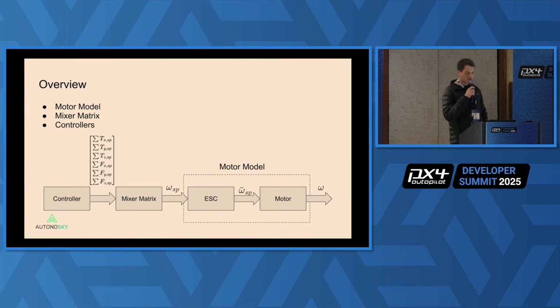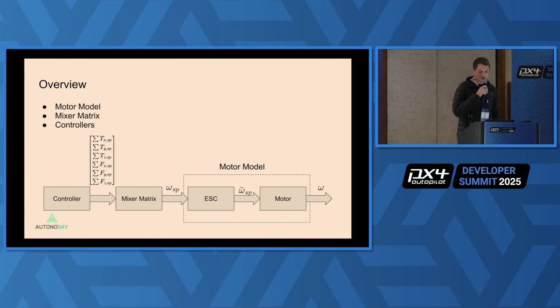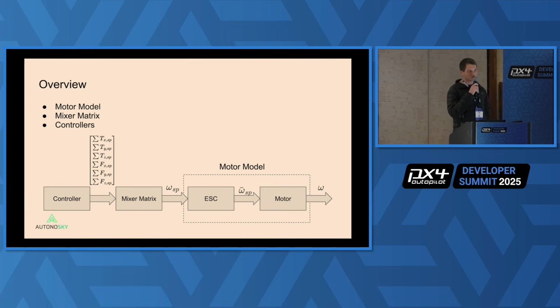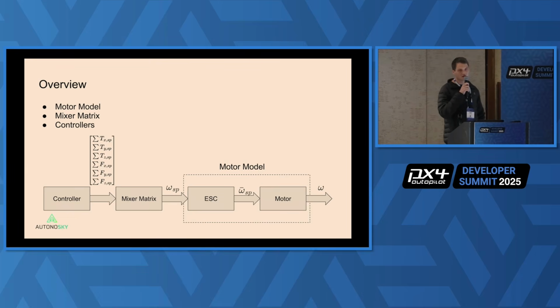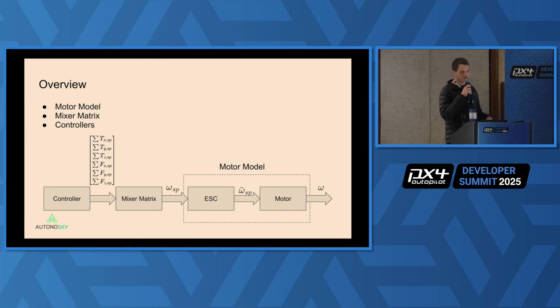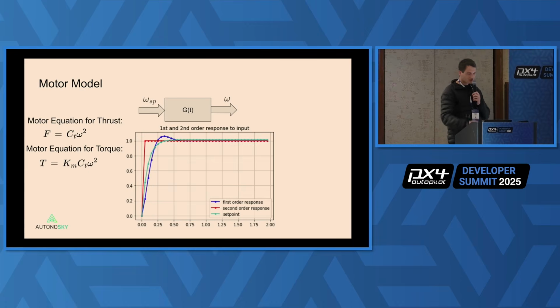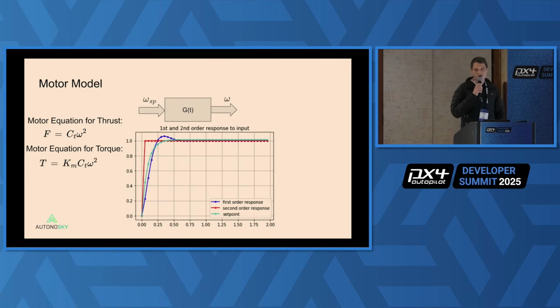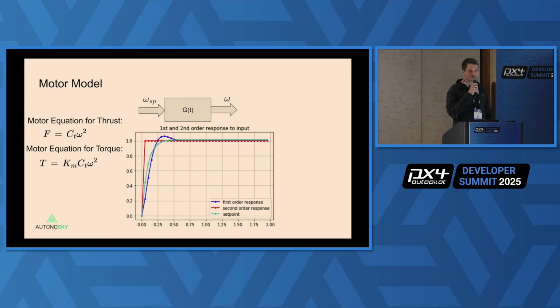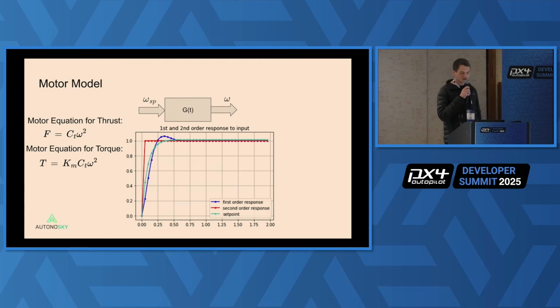And then we'll talk about the mixer matrix, which is responsible for transforming the controller outputs to these normalized rotational velocity set points, which get sent to your ESC. And then finally, the controllers within PX4. So as you might know, motors don't produce thrust instantaneously. There is some time delay or lag associated when there is a change in set point.